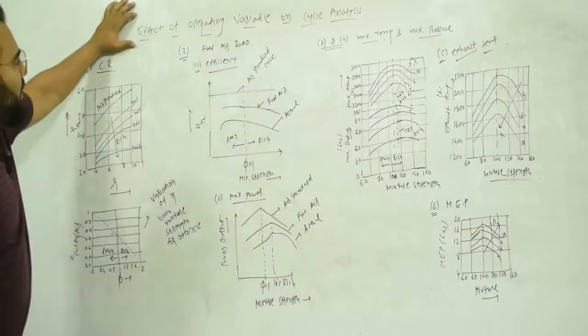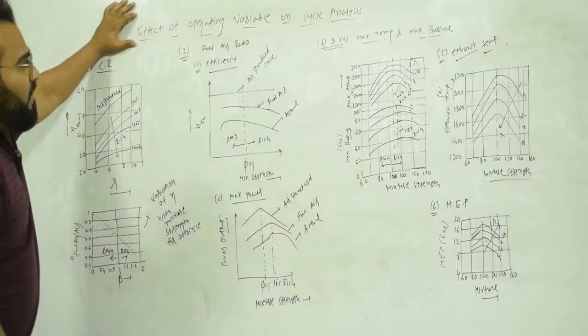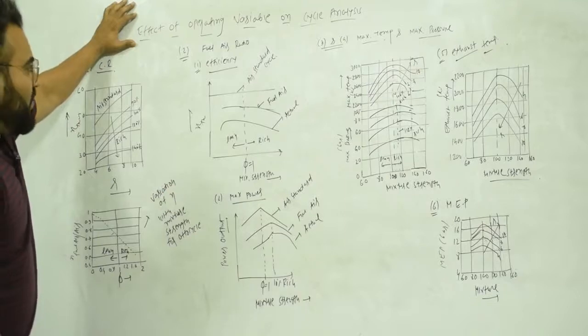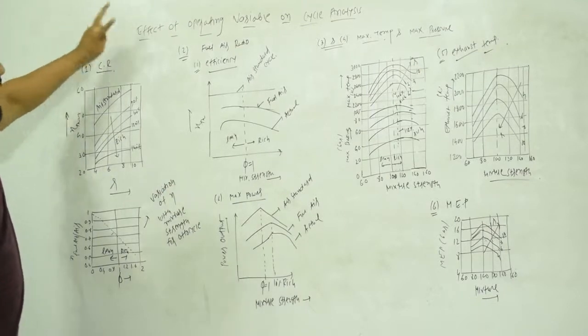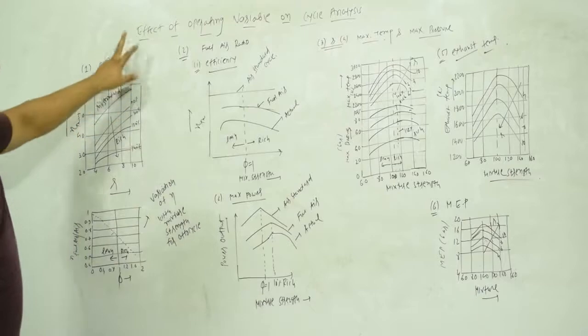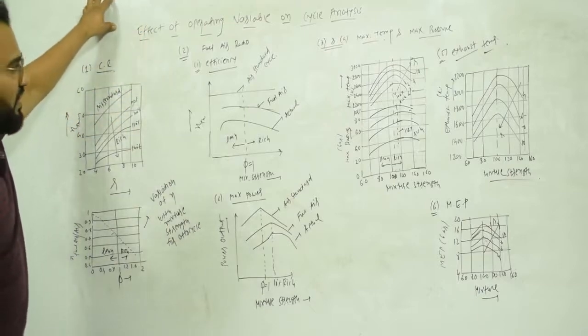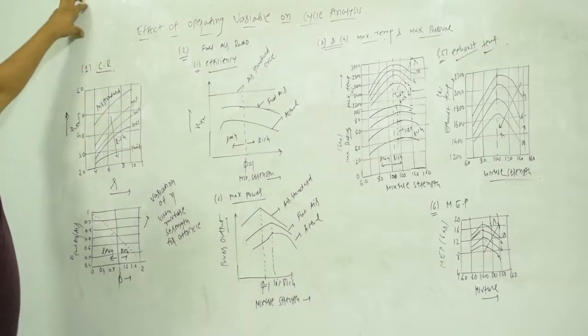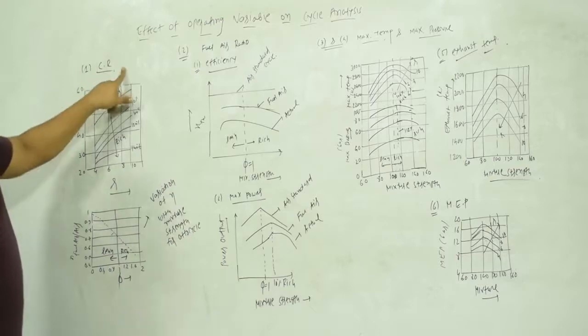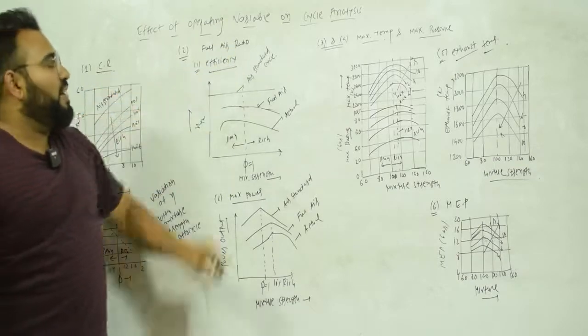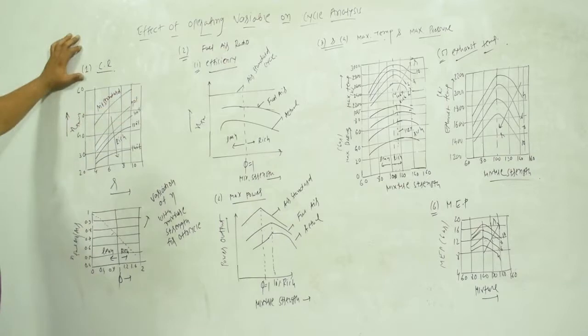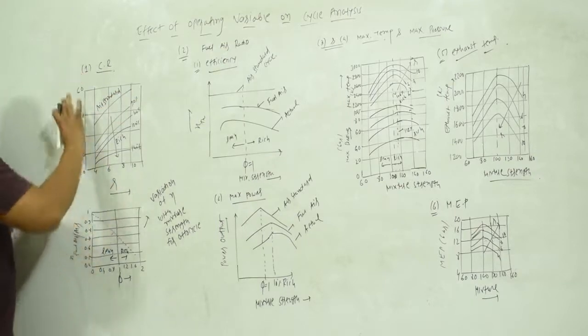So here the theory is the effect of operating variable on cycle analysis. There are two operating variables and their effect that we have to see on the cycles. So we are going to take two operating variables. First is compression ratio and second is fuel air ratio. So first we will start with the compression ratio. We're going to see the effect of compression ratio on the thermal efficiency.